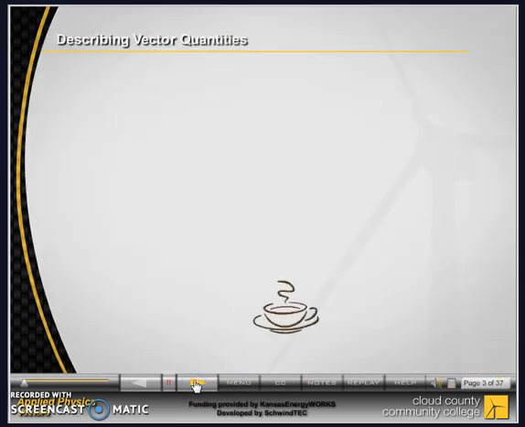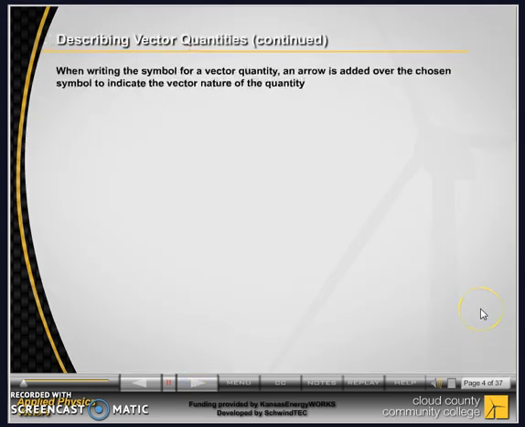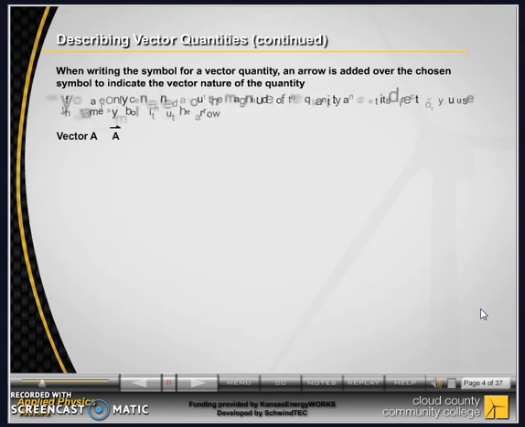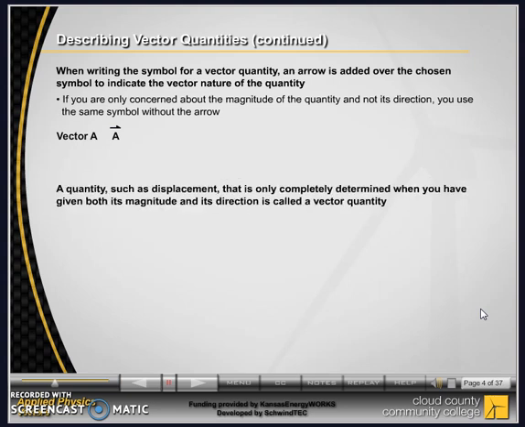Consider this example. When writing the symbol for a vector quantity, an arrow is added over the chosen symbol to indicate the vector nature of the quantity. For example, the vector A would be symbolized by an A with an arrow above it. If you are only concerned about the magnitude of the quantity and not its direction, you use the same symbol without the arrow. A quantity, such as displacement, that is only completely determined when you have given both its magnitude and its direction is called a vector quantity.